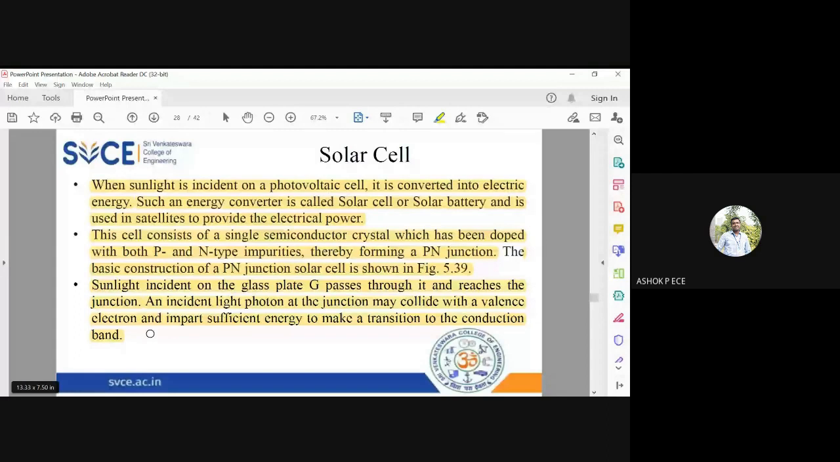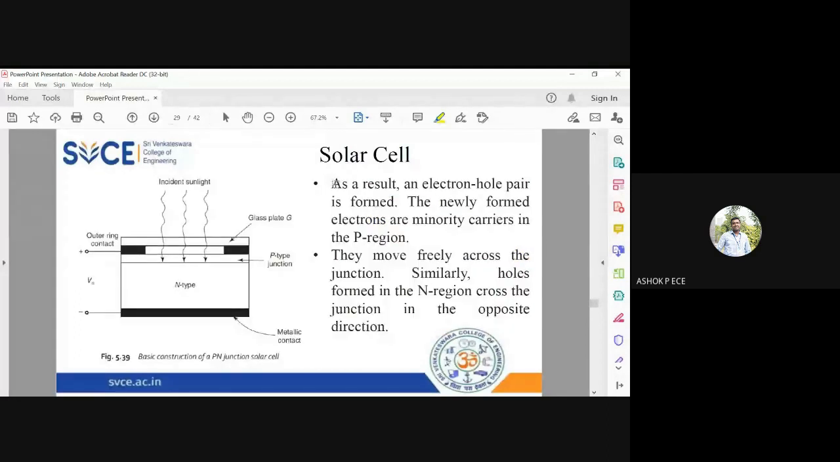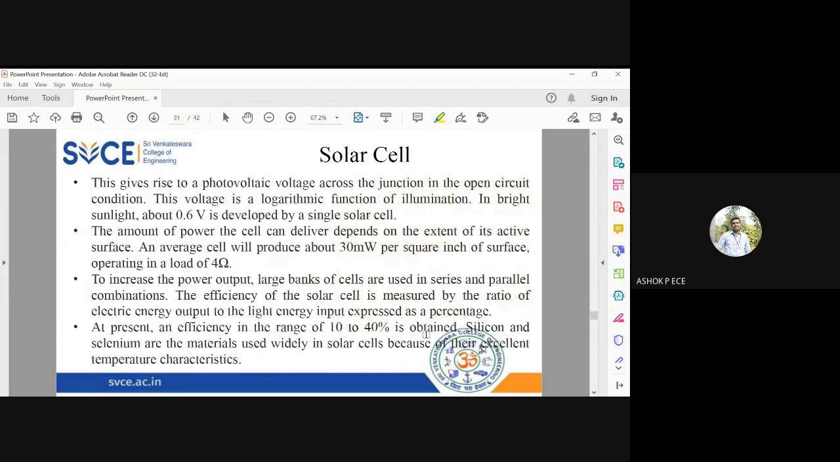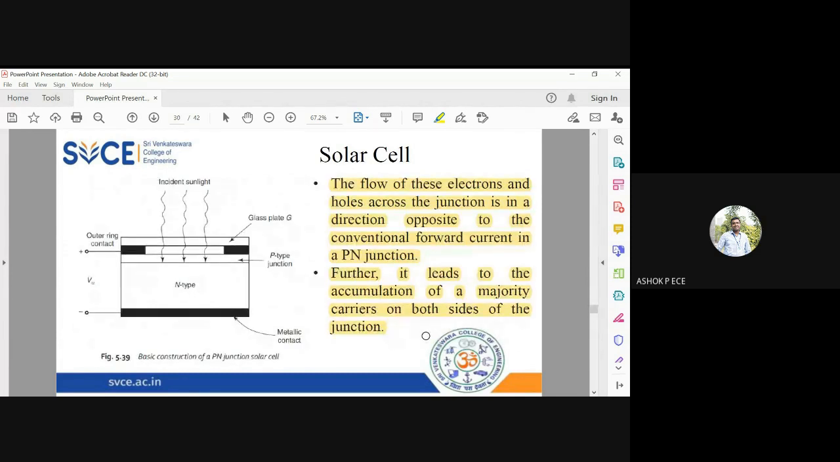So as a result, an electron hole pair is formed, and the newly formed electrons are minority carriers in the P region. So they freely move across the junction. Similarly, holes are formed in N region, and they cross the junction in the opposite direction, giving rise to the flow of current. The flow of these electrons and holes is in the direction opposite to the conventional forward current in a PN junction diode. So thereby it is going to lead to accumulation of majority carriers on both sides. So you are going to have a lot of charge carriers on both sides, which are going to cross the depletion region and give us the current.